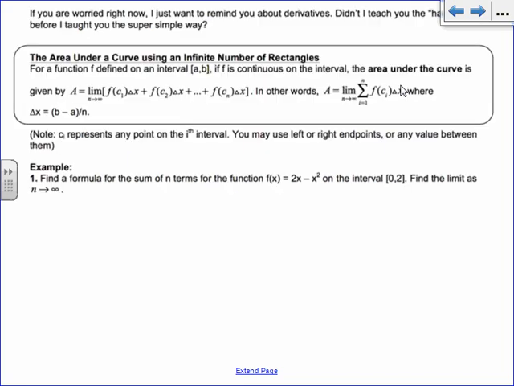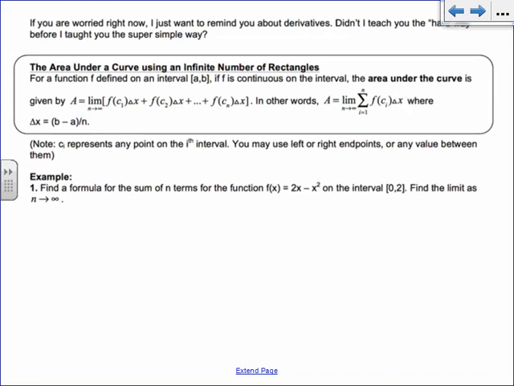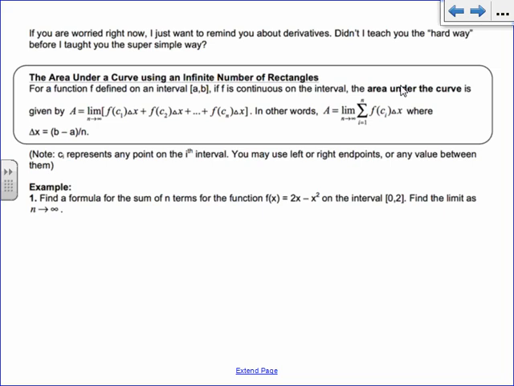Okay. All right, so one last thing. If you're worried right now, I just want to remind you about derivatives. Didn't I teach you the hard way before I taught you the super simple way? Okay, so if you're freaking out, it's okay. I know that it's a difficult section. This is what I tried to warn you guys about. This is the hardest section.